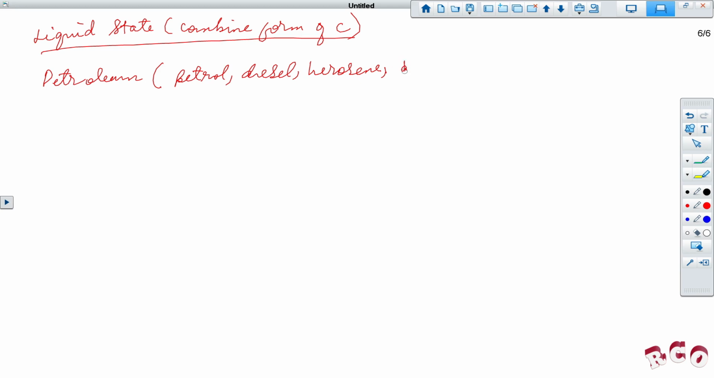It is also present in vegetable oils. So these are some of the liquid forms of carbon in the combined state.